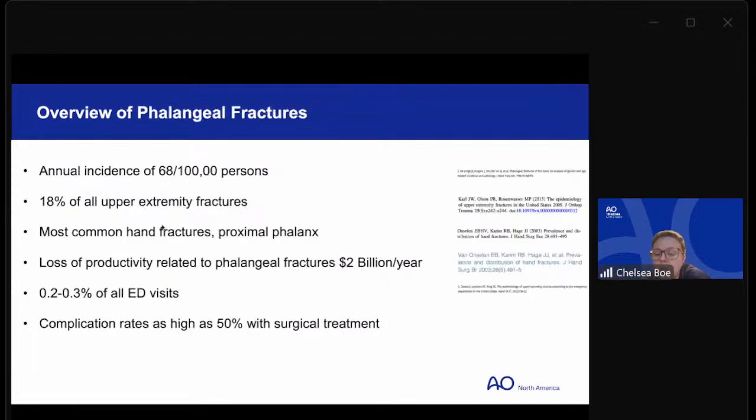The burden of these phalangeal fractures is not insignificant. They represent 18% of all upper extremity fractures. They represent the most common hand fractures and account for a loss of $2 billion of productivity annually. It's in no small part due to the fact that the complication rates in the literature are as high as 50%.